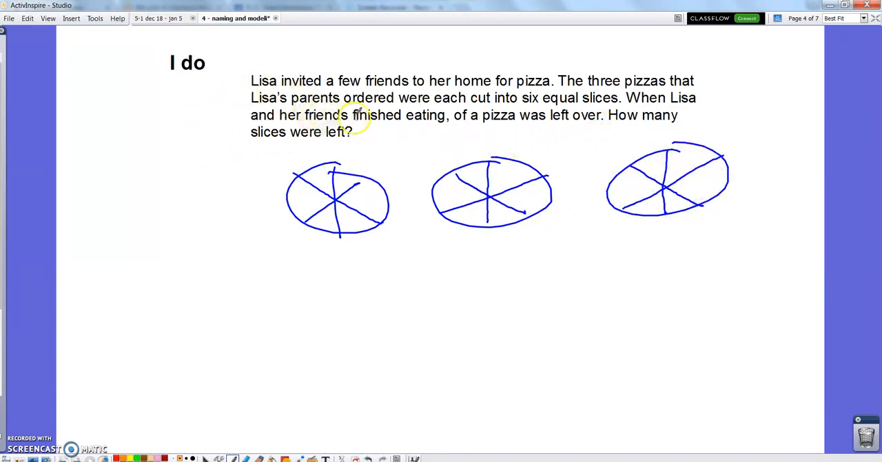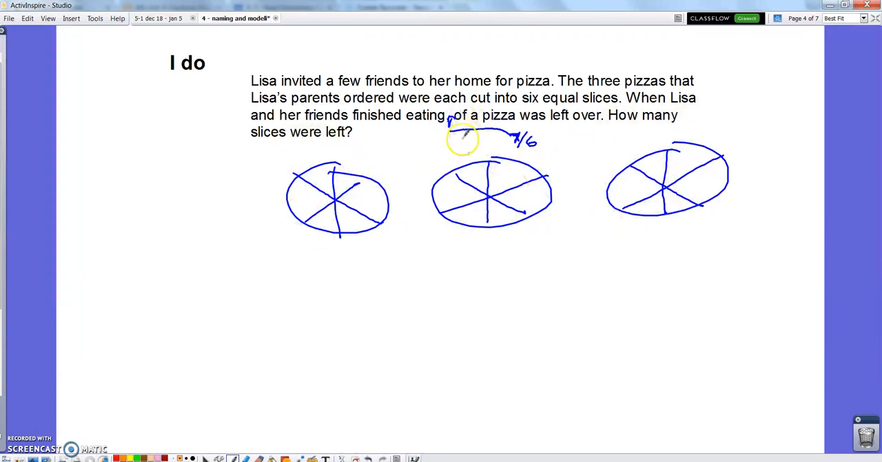When Lisa and her friends were finished eating, there's no number there. That's weird. It's supposed to say 7/6 of a pizza were left over. 7/6 of a pizza were left over. How many slices were left?